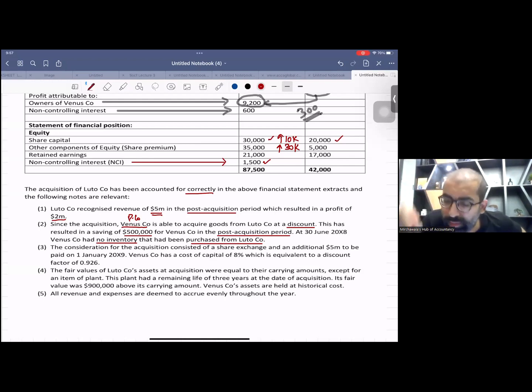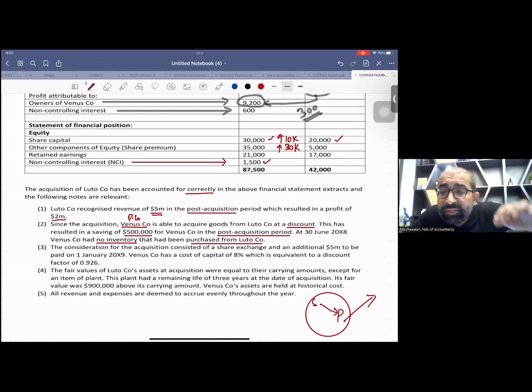Whatever S company sold to P company, just think, whatever goods S company sold to P company, P company sold it to the third parties. So all the profit was realized. There is no unrealized profit. And when there is no unrealized profit, that means all these 500,000 savings has been realized and is included in the consolidated books.